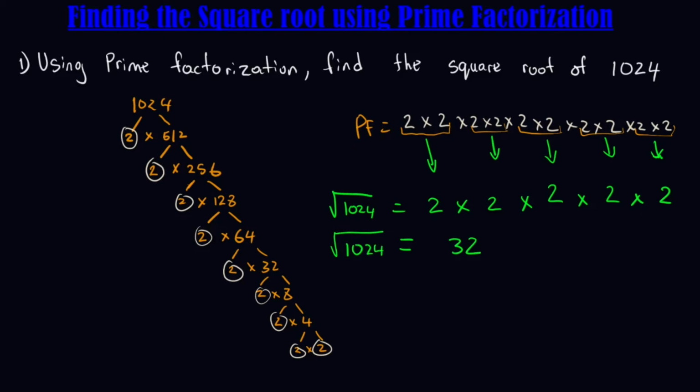So that's it. We find the prime factorization of the number using the factor tree or the table method. Then we identify and make pairs of the similar factors. And then we choose one factor from each pair and find the product.